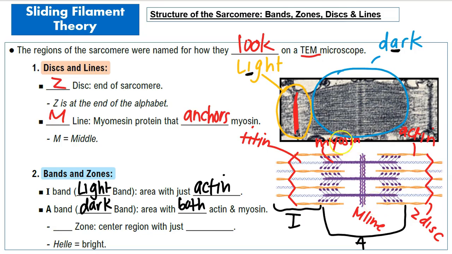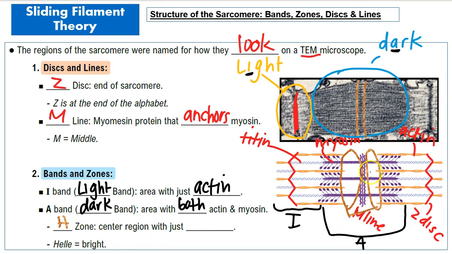But you also might notice, what about the space here? What about the space in between? Let me get another color. This space here and this space here. Also, you can see a little space here and also a little bit of brightness there. That is called the H zone.